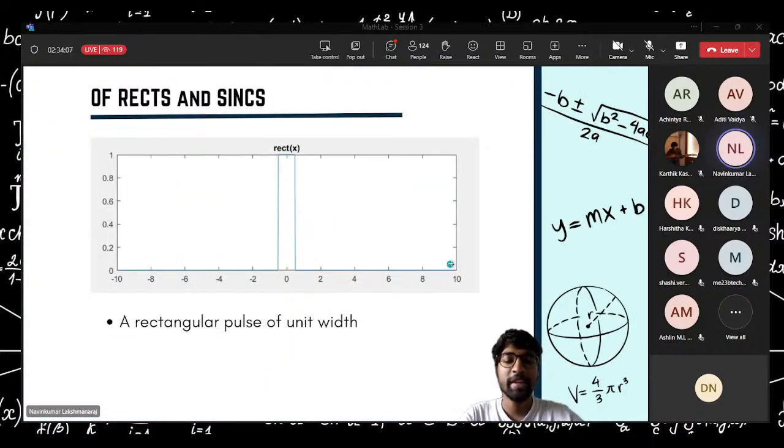Now, I'd also like to talk about two important functions. One of them is the rect of x, also known as the rectangular pulse. This function essentially has an amplitude of 1 from x equals minus half to plus half. You can always scale x to increase the duration. And the function is 0 everywhere else. That is, rect of x equals 1 when x lies between minus half and plus half, and rect of x is 0 everywhere else.